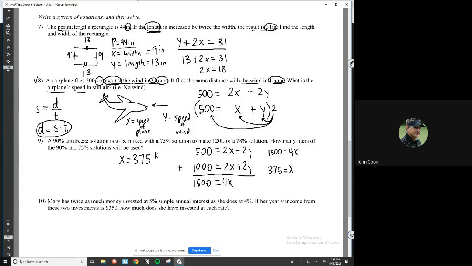That's going to be the speed, because it's always the distance over the time, so kilometers per hour.